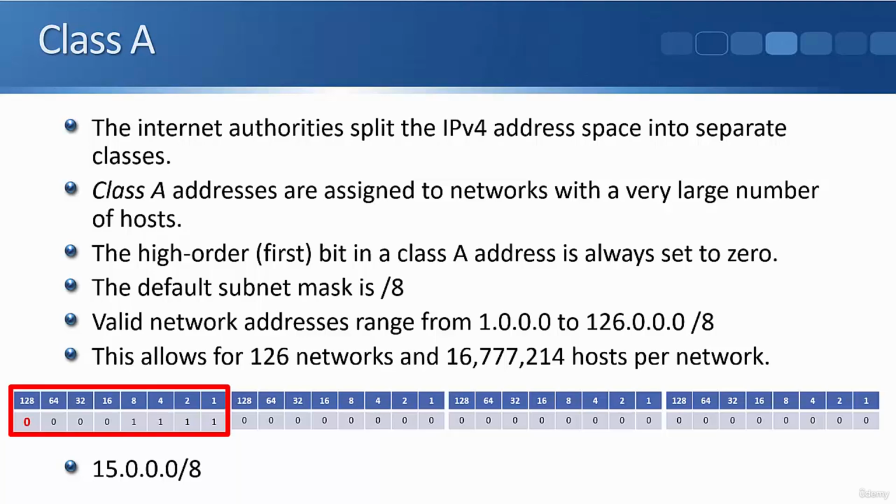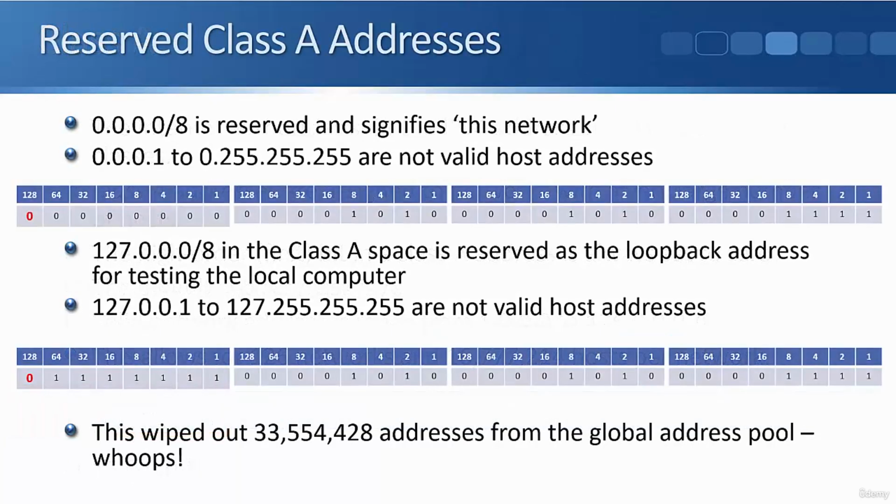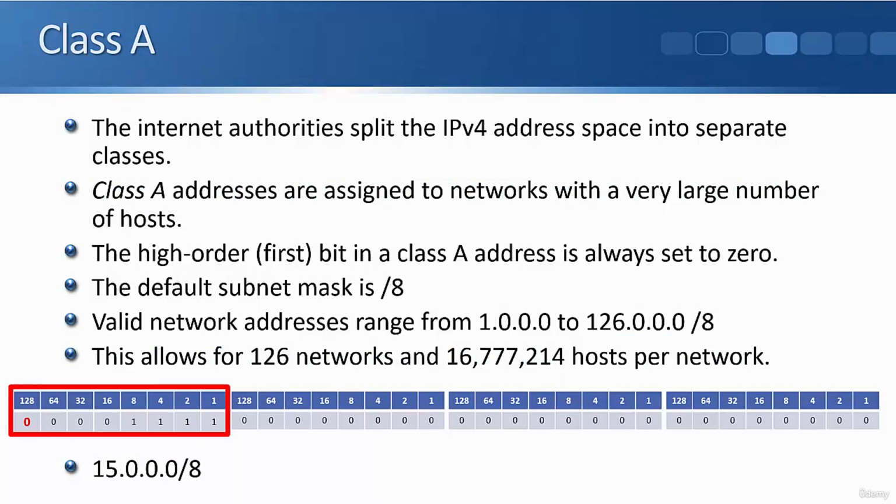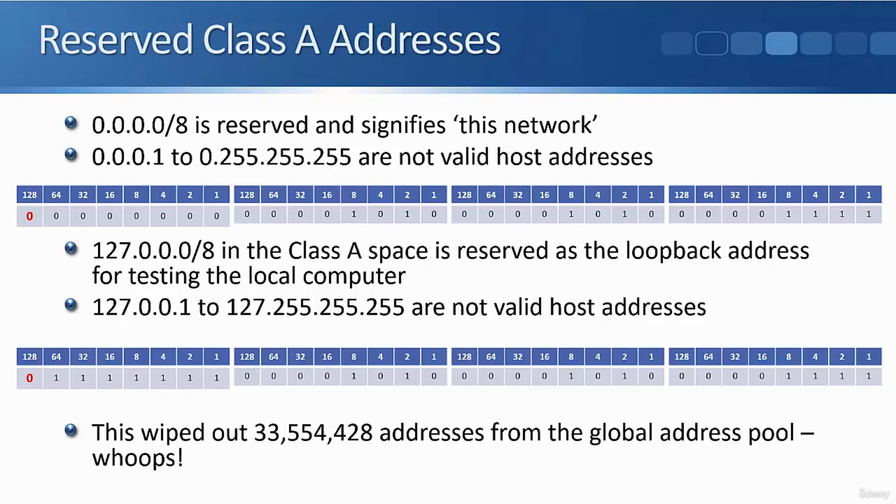And if you counted up the host bits, 2 to the power of 24 adds up to 16,777,214 hosts per network. Now, you maybe noticed there, if you set the first bit as 0, we could have all zeros, and we could go up to 127. But all zeros and 127 are not in the valid address range that we can assign to our hosts because they are reserved addresses.